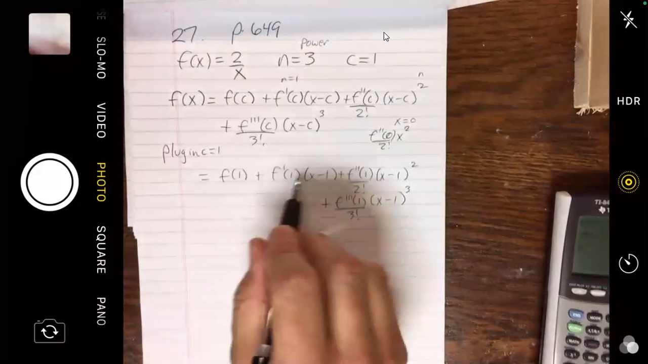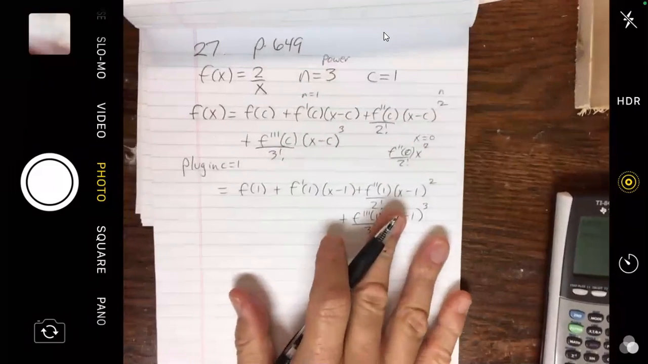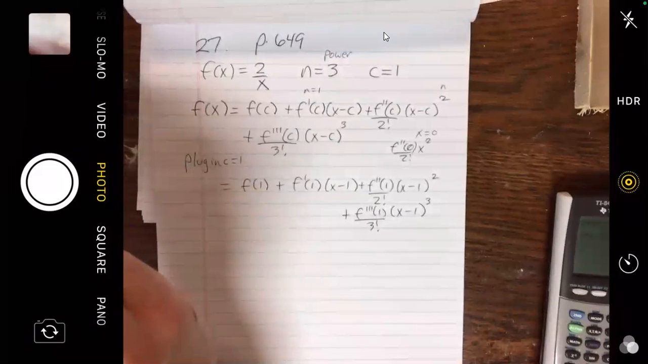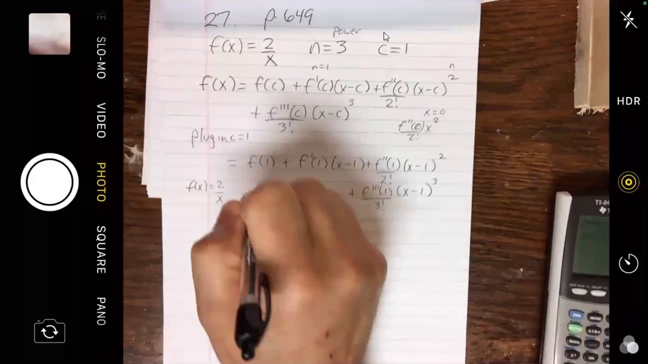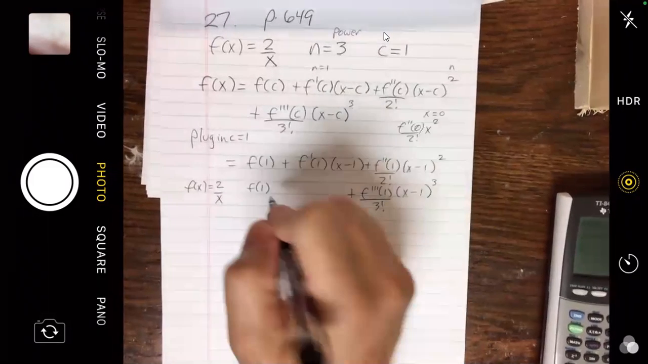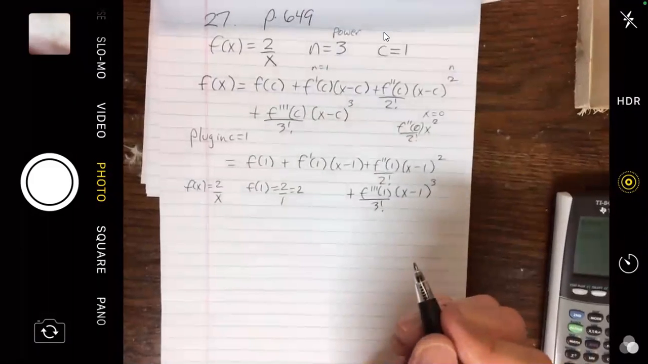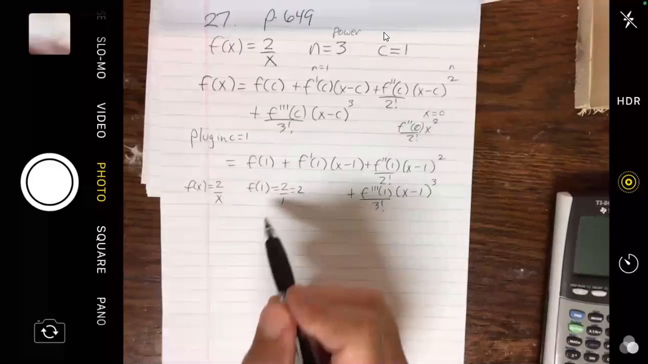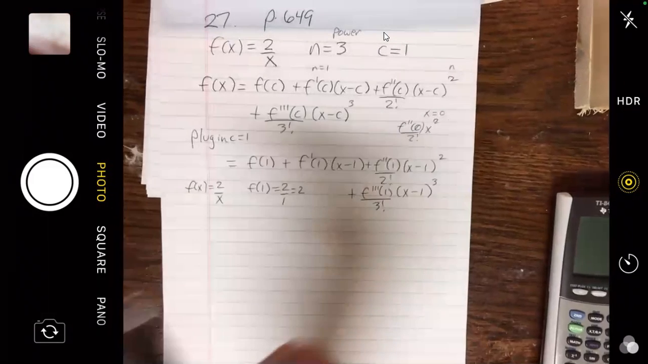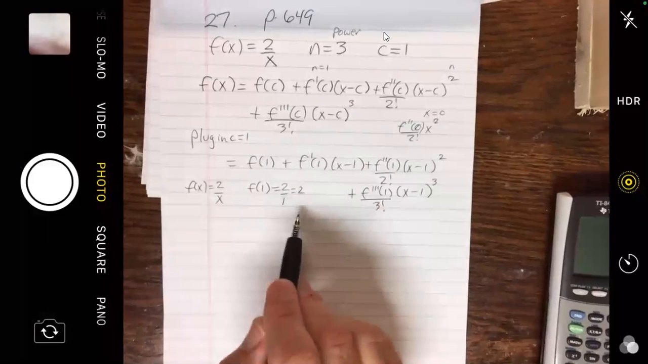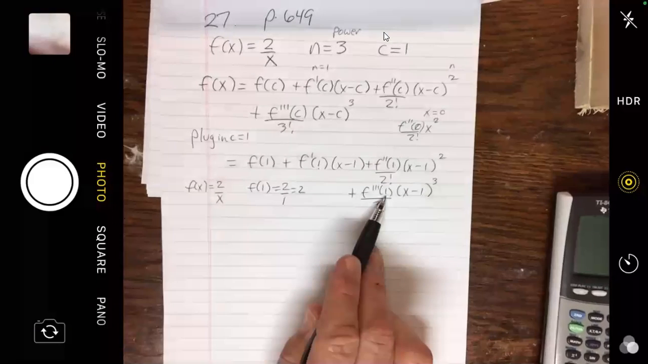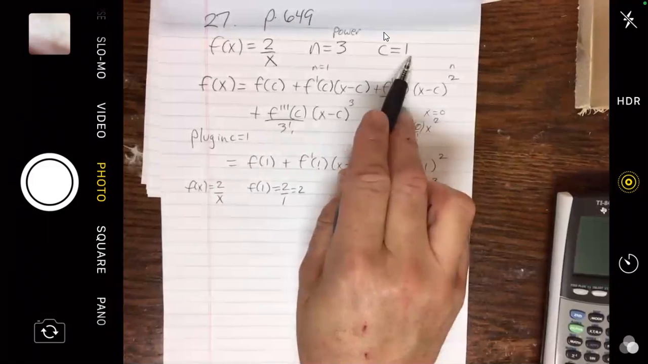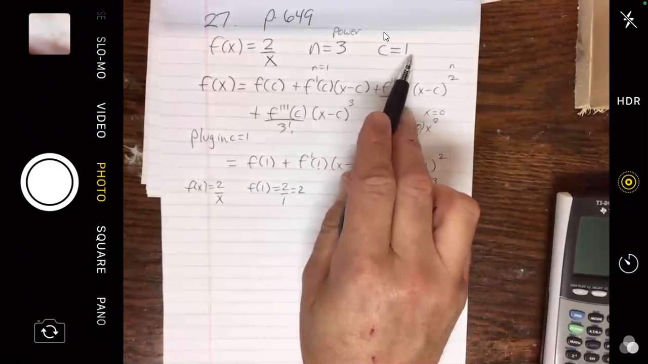I'm now ready to make my table and plug in these pieces. Are we ready to plug and chug? Okay, your f of x is 2 over x, so your f of 1, this first piece, is 2 over 1, which is 2. This one is a matter of take a derivative, plug in the c value, which is 1. Last one was take a derivative, plug in 0, and that's what you do on all Maclaurins. This one is plug in 1 into all these derivatives. They have to give you that c value. With Maclaurin they don't tell you, it's just assumed to be c equals 0.